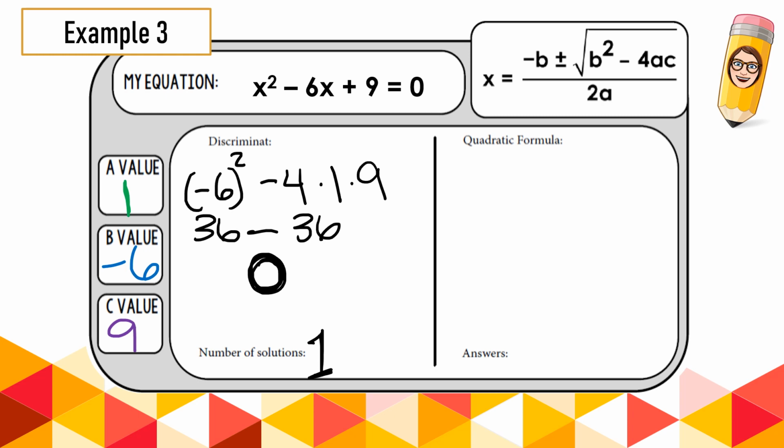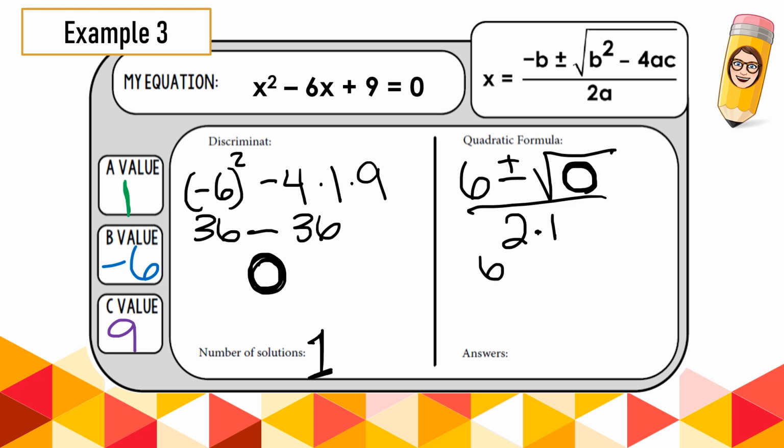Let's jump to the quad formula. Quad formula is opposite b plus or minus the square root of the radicand, we already did the work, all over 2 times a. What's the square root of 0? What's plus or minus 0? That all goes away, right? We've got 6 over 2. I mean, you could put a little plus 0 and a little minus 0 there, but that's not going to help. Our answer is just 3.